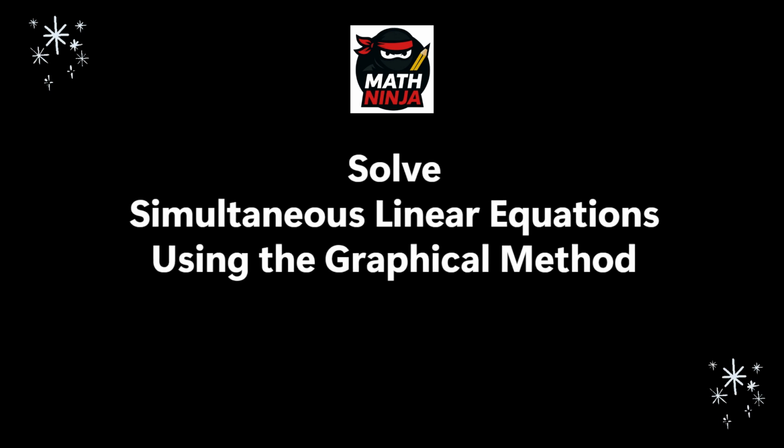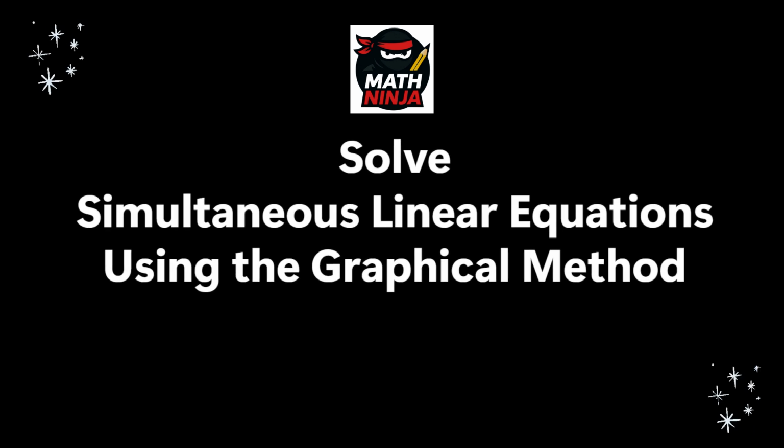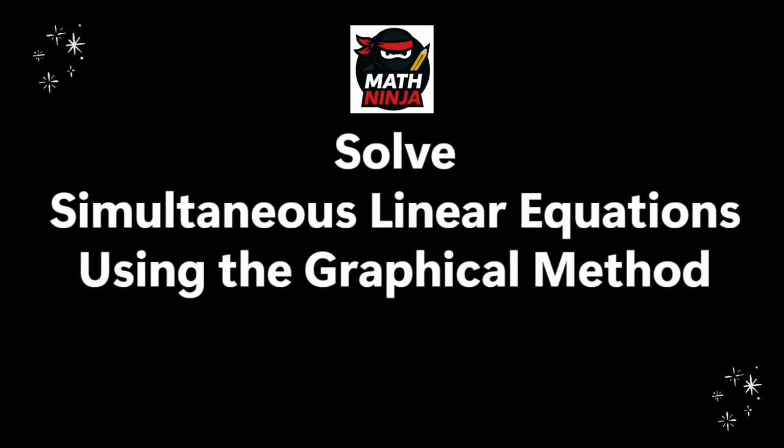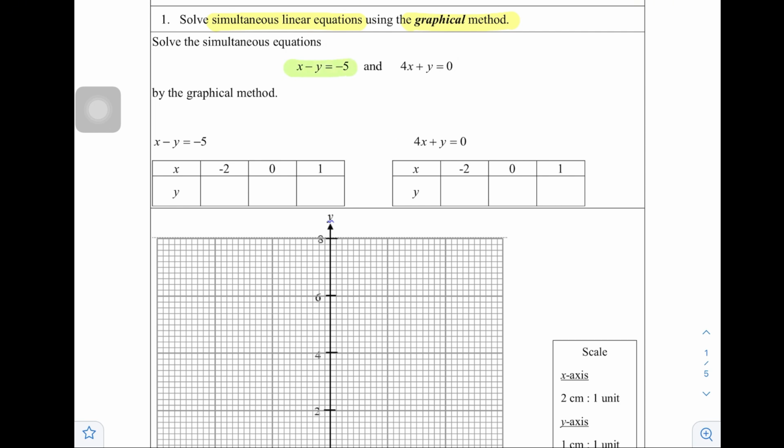In this video, we are going to learn how to use the graphical method to solve a pair of simultaneous linear equations. So the equations that we are going to solve are x minus y equals -5 and 4x plus y equals 0.